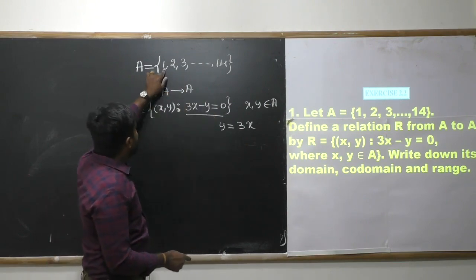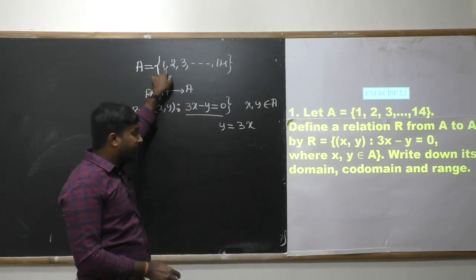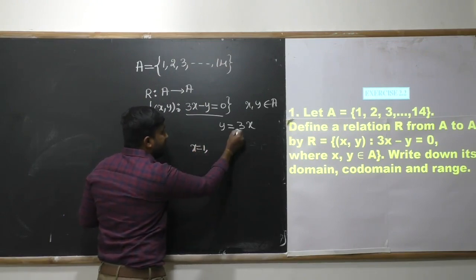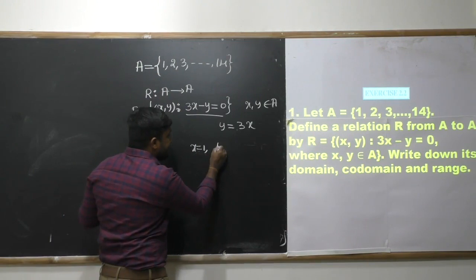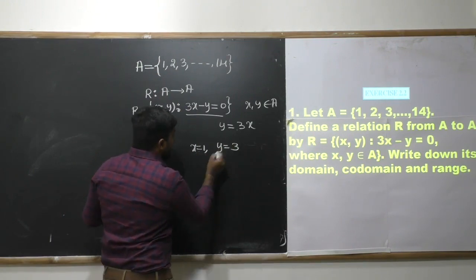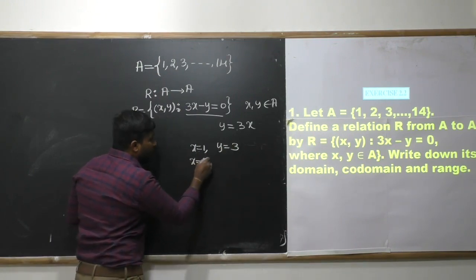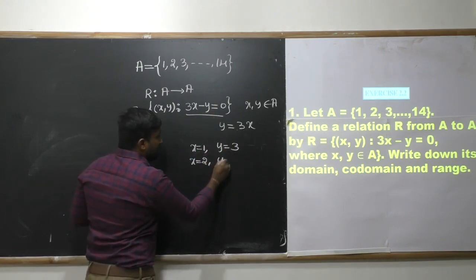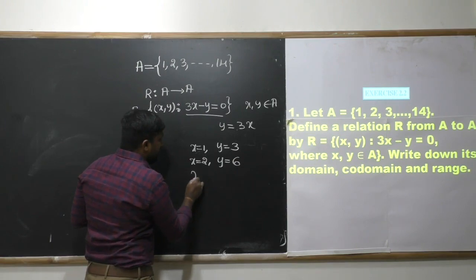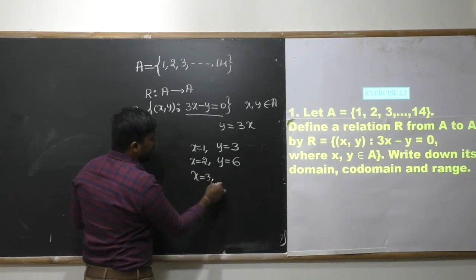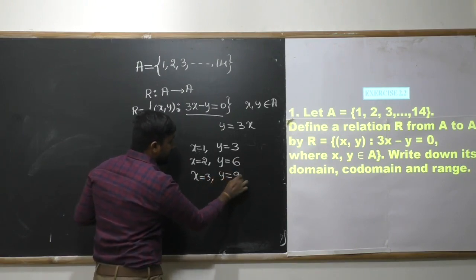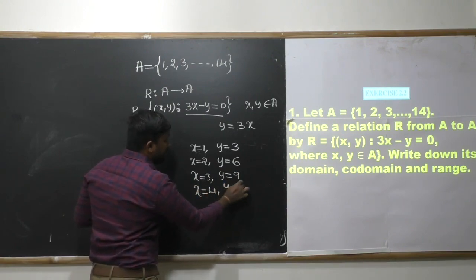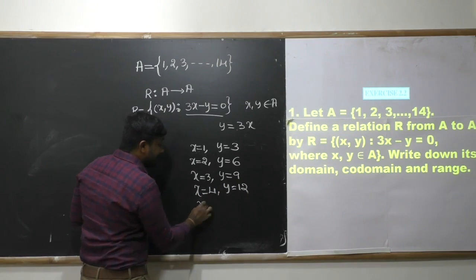Okay, now what is the first element of A? 1. If I put x is equal to 1, what is the value of y? y is equal to 3. Next, put x is equal to 2, y is equal to 6. Next, put x is equal to 3, y is equal to 9. x is equal to 4, y is equal to 12. Next, put x is equal to 5.